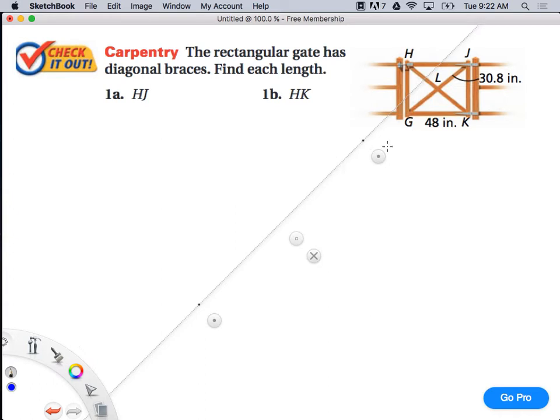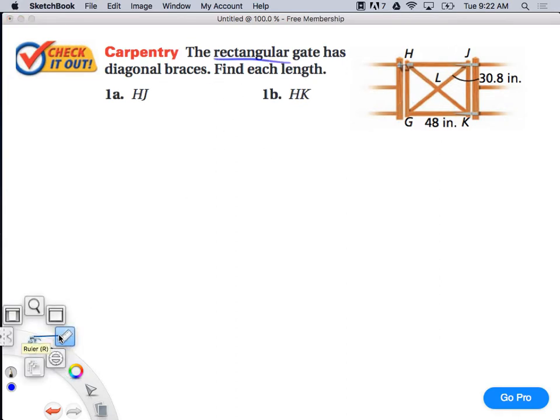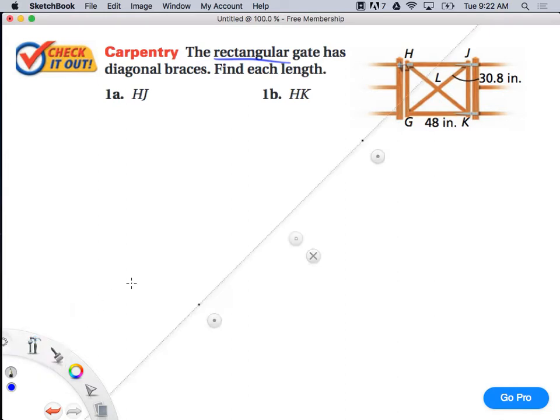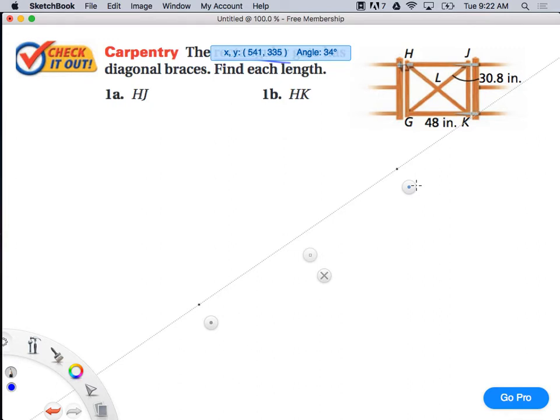The rectangular gate has diagonal braces. First off, what type of shape is this? Rectangle. There you go. It says a rectangular gate, so I know it's a rectangle. Is a square a rectangle? Yes. It's just a special type of rectangle. Is every rectangle a square? No. Okay. Find each length.